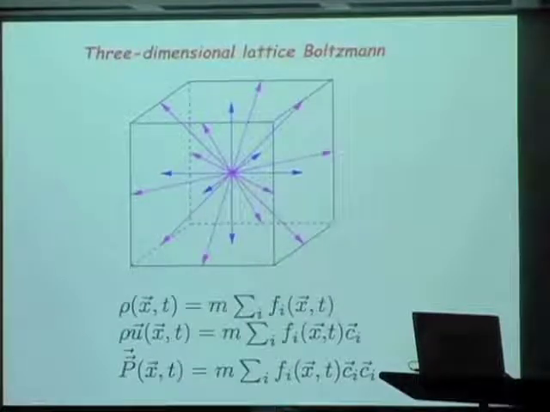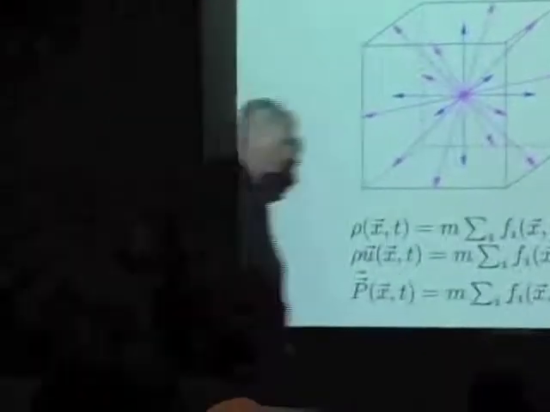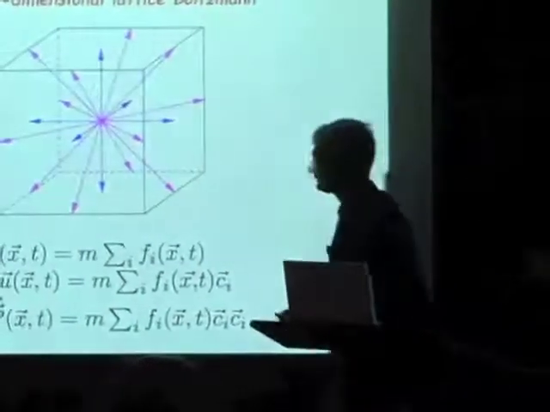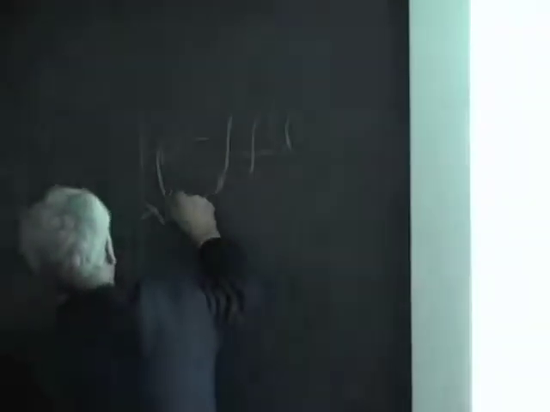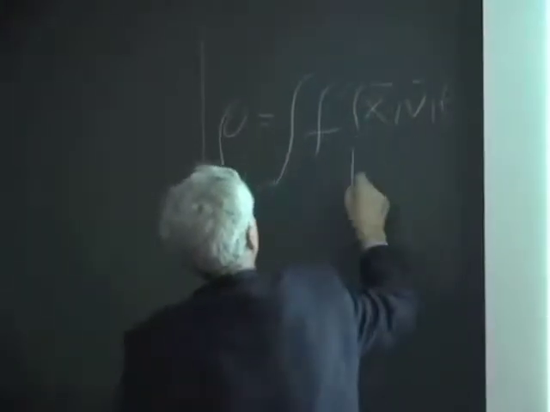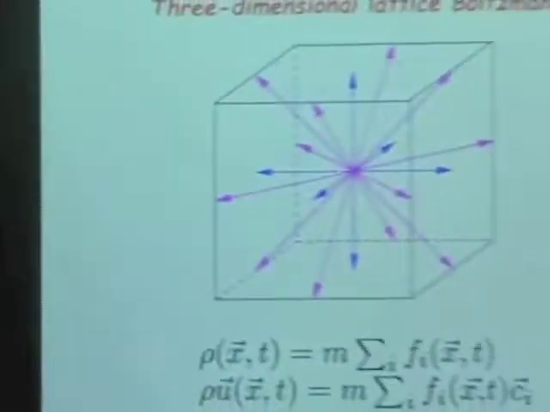I don't have the blackboard today, but this is the analog of what we wrote yesterday. So the density is the integral, as a function of space and time, where you sum over all possible velocities. Instead of having an integral, you have a sum. And that's the way you generate the density.